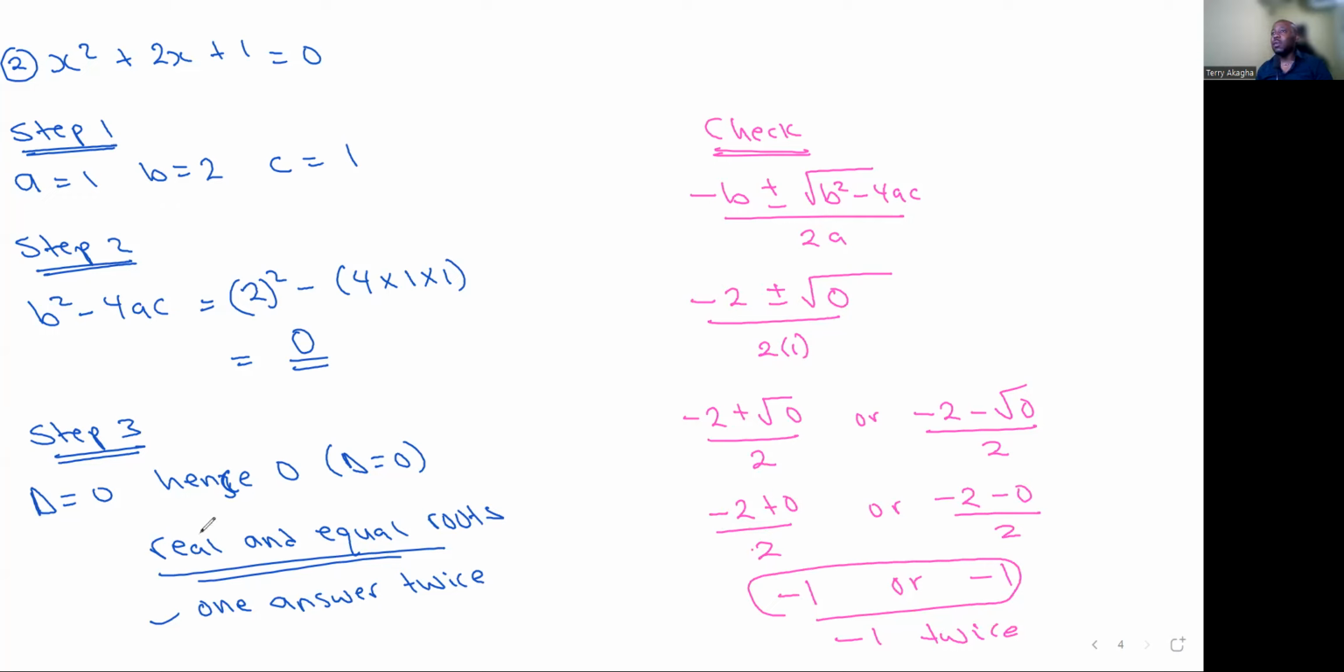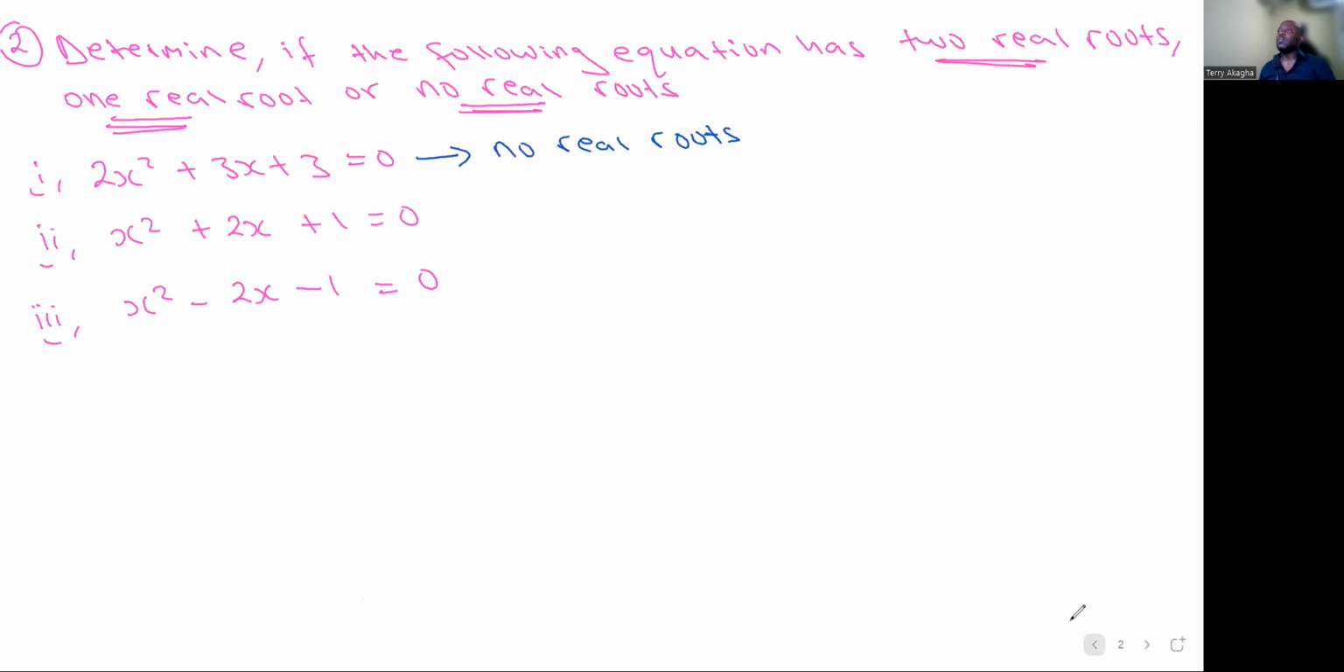So you see that's the reason why the discriminant is very important. When I've already found my discriminant to be 0, I know my answer must be what? My answer must have only one value, but it's going to repeat itself twice. So this is going to be 1 real root.